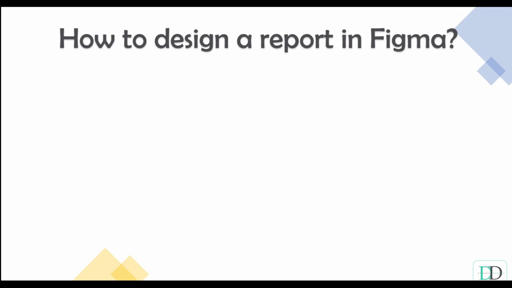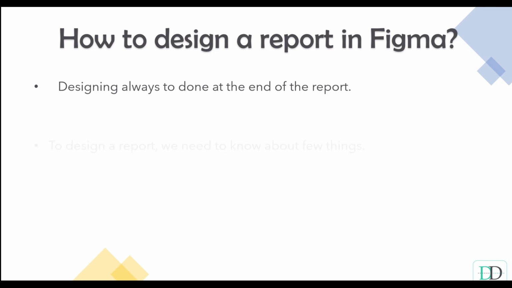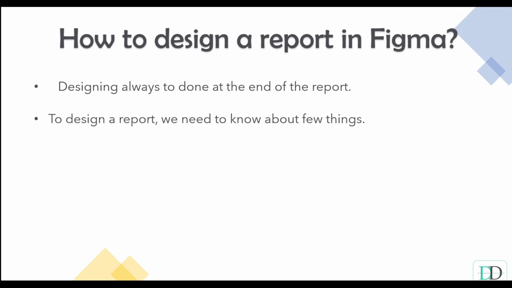The next thing is how to design a report in Figma. Designing should always be done at the end of the report, when we have completed all our analysis part, like creating graphs, charts, cards, other visuals, measures, and calculated columns. At the end of the project, for that whole skeleton of a report, we will dress it up, meaning we'll do some makeup to the whole report. That's what we call design here. To design a report, we need to know a few things.